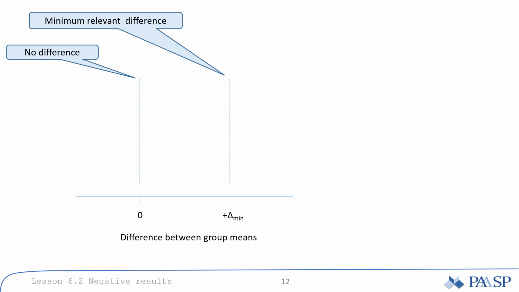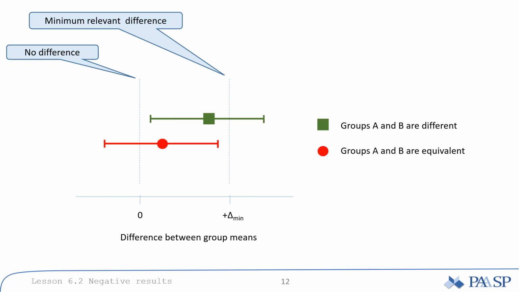There are several possible outcomes of our study. For example, we may see relevant differences between groups A and B, with a 95% confidence interval of the mean difference not crossing the zero line but covering the threshold for minimally relevant change. An opposite case would be when the confidence intervals do not cover the threshold but cross the zero line. In this case, we say that groups A and B are similar.